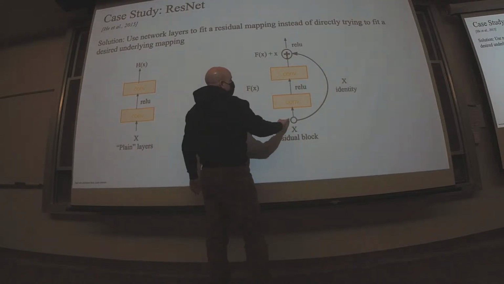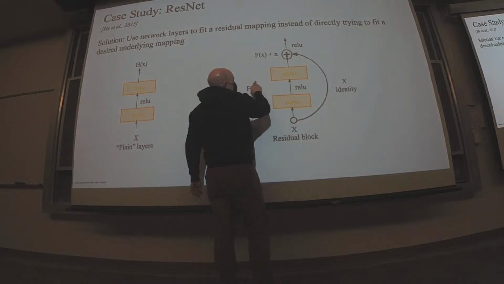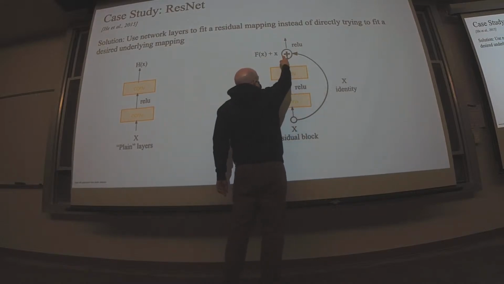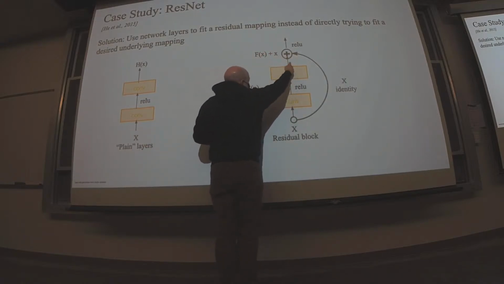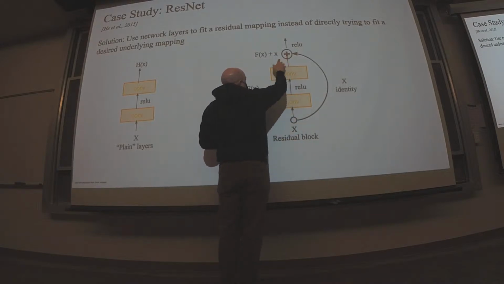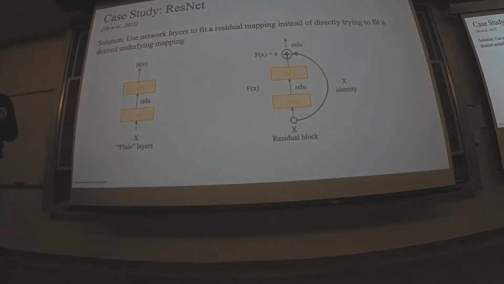What has this done to our input? Well, when you add this in here, what you're having the network learn between the input and the output is basically the difference, the change that's being made to the input. And as a result, this becomes a really powerful way of allowing signal to propagate backwards.